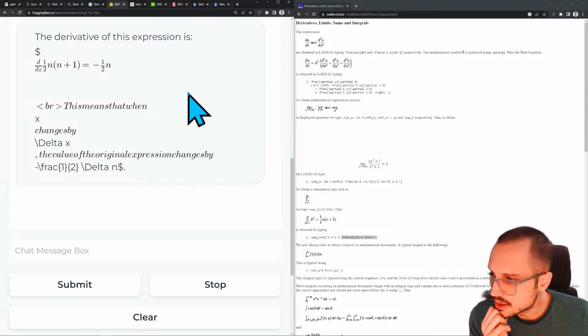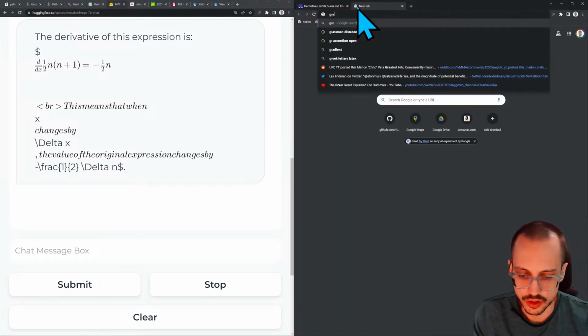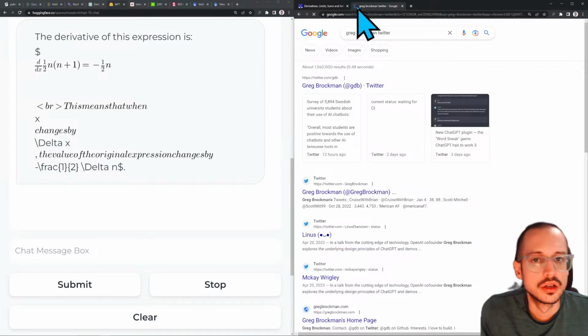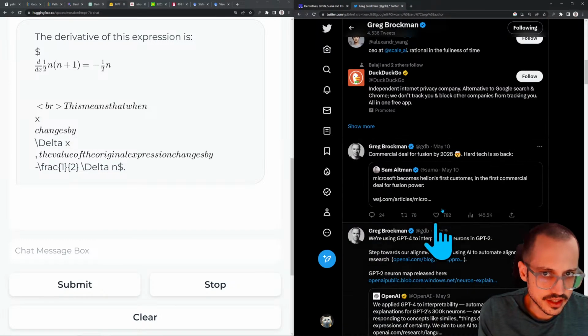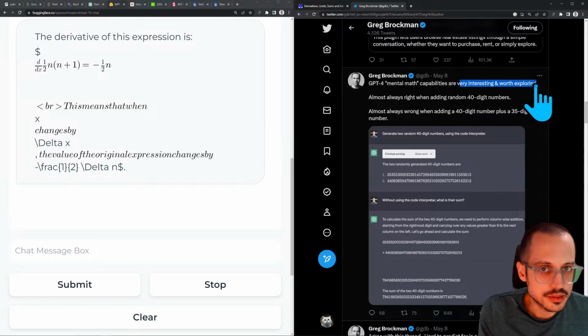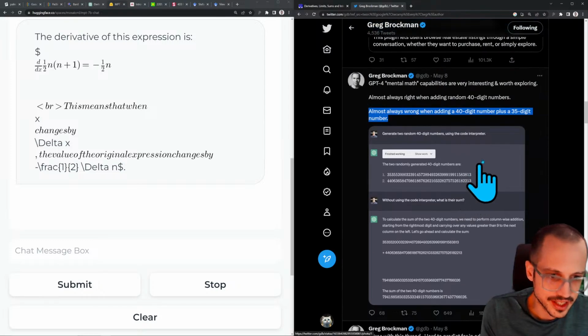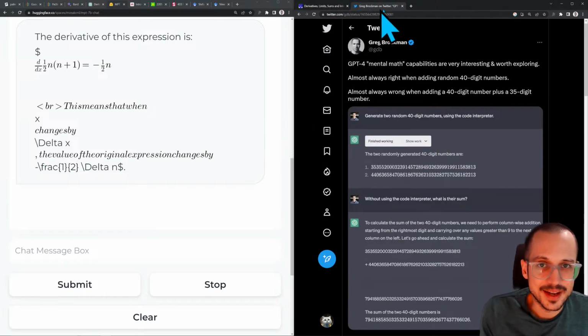How does it know a 40-digit number, though? When did it learn to add? You don't know, right? And that's why I'm thinking of Greg Brockman's Twitter. He's one of the OpenAI founders, and I think he had a tweet where he's basically saying, why does this even work? Why can it even do math? Interesting and worth exploring. Almost always right when adding random 40-digit numbers. So even the guy who runs OpenAI doesn't know why this is happening. He's just like, this is weird, we need to explore. So me as a random YouTuber, I'm not going to know the answer to that.